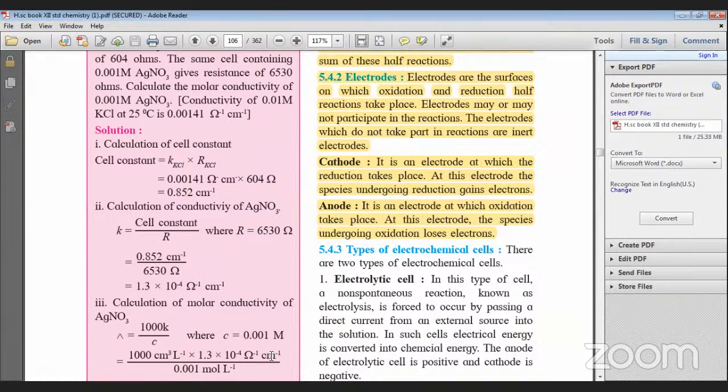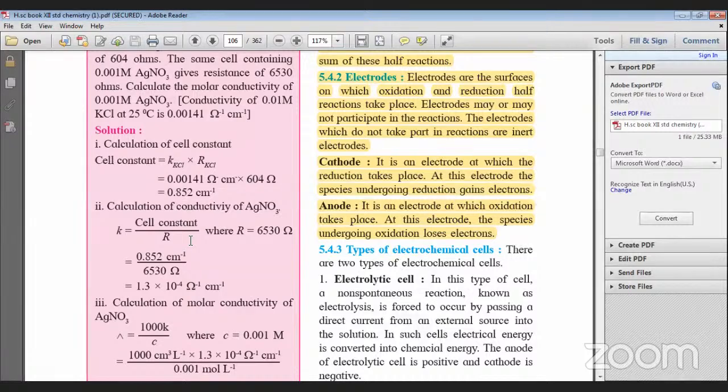So students, see to it that this problem may come for 3 marks. It will come in the exam, and this is a very easy problem. If known values are given, you want to find the unknown. So you have to find the cell constant. When you find the cell constant, you will get 1 mark here, half mark for writing the formula, half mark for calculation and correct answer. After that, you will use that cell constant value in the formula K is equal to cell constant divided by R. Here we will get half mark for writing this formula.